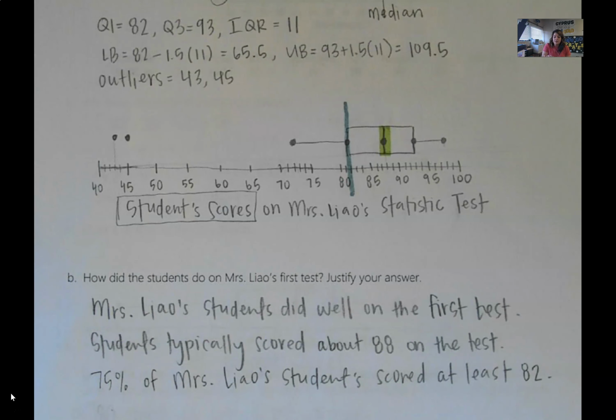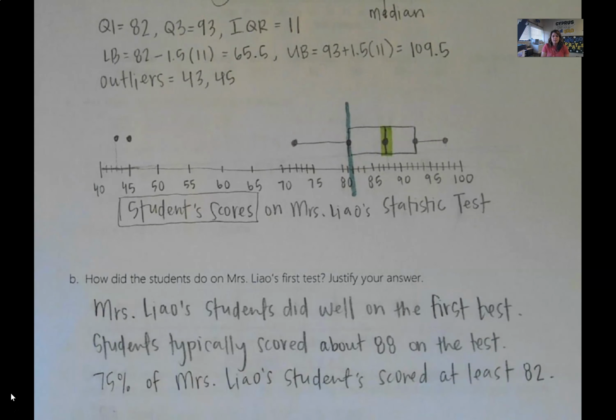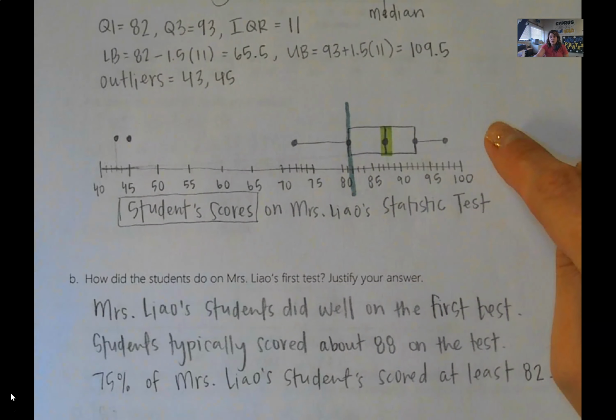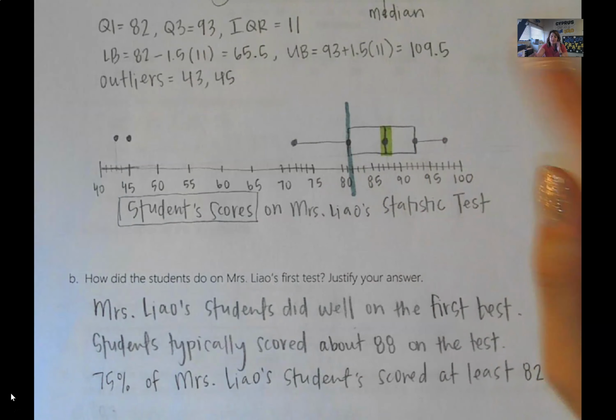I think that it is very important that you understand this last statement that I made. 75% of Miss Lau's students scored at least an 82 because 75% of your box plot is to the right of 82.